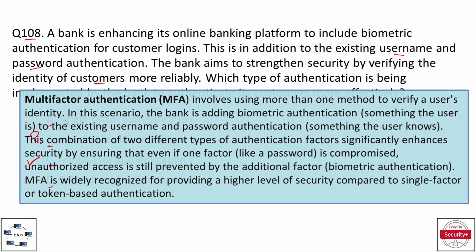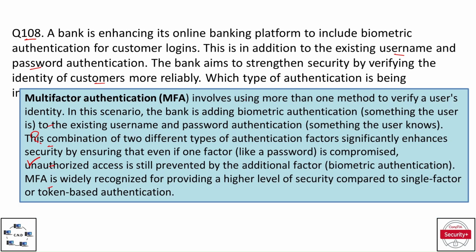And the explanation is that multi-factor authentication involves using more than one method to verify a user's identity. In this scenario, the bank is adding biometric authentication, something the user is, to the existing username and password authentication, which is something the user knows. So this combination of two different types of authentication factors significantly enhances security by ensuring that even if one factor, such as a password, is compromised, unauthorized access is still prevented by the additional factor, that is biometric authentication.